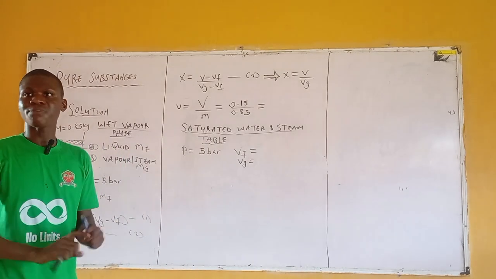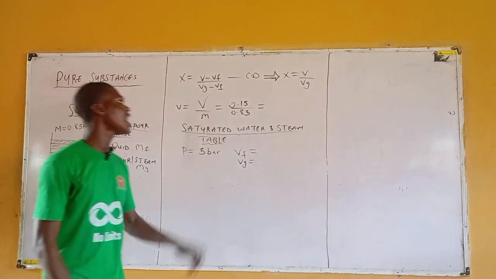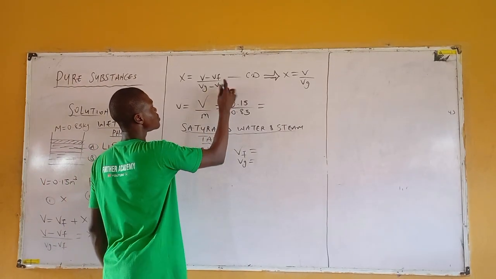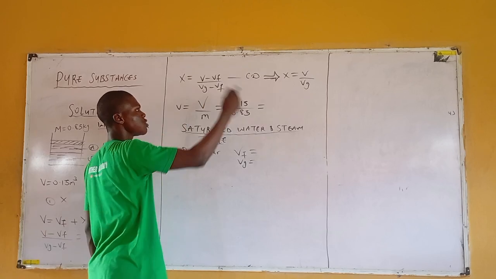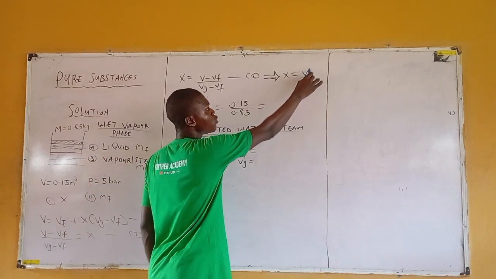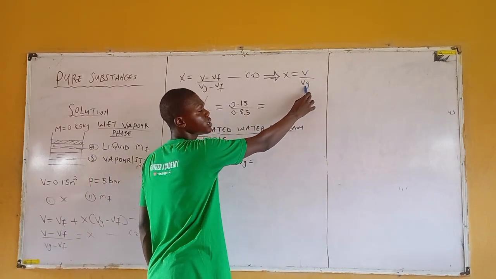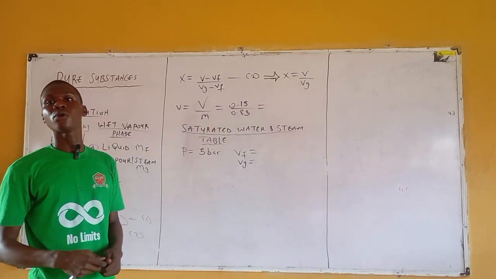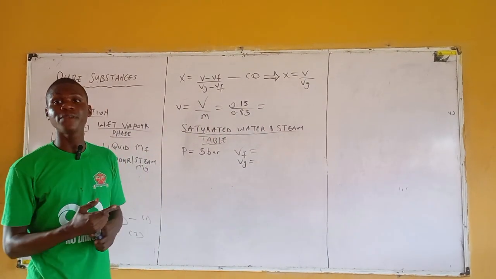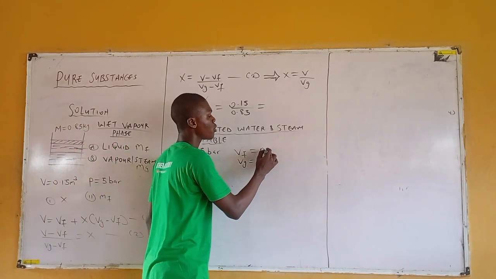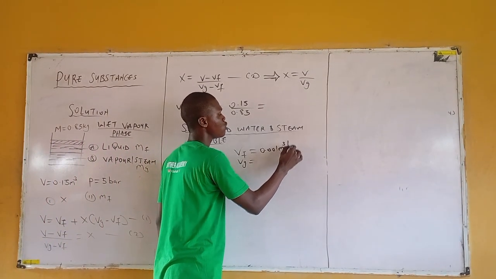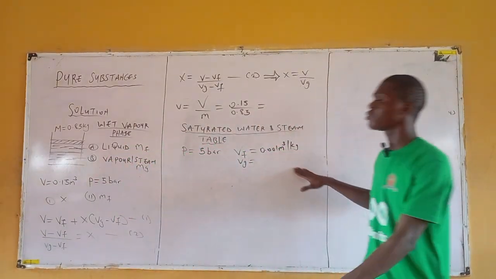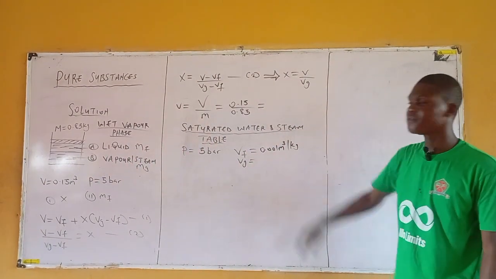Practically, meaning in a real-life scenario, vf is always 0. So by the time you substitute 0, you then have specific volume all divided by the specific saturated vapor. But then, take vf as 0.001 meter cube per kg. Do you understand? For calculation's sake, take vf as this.